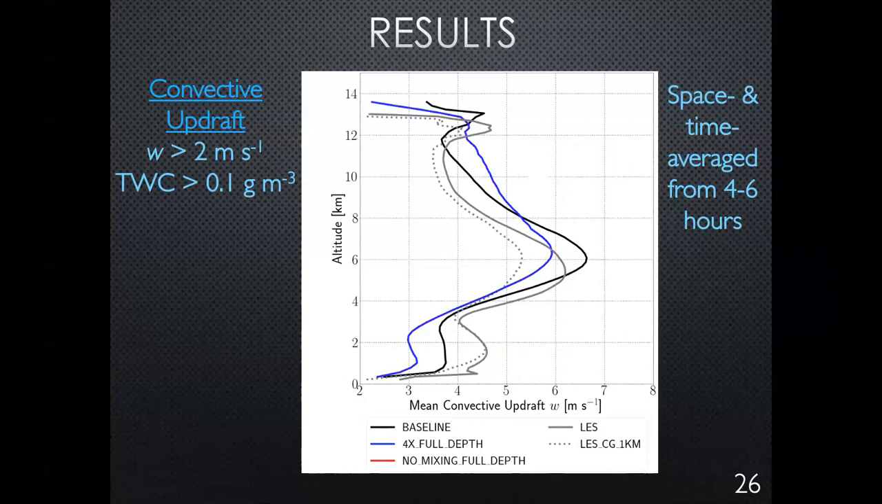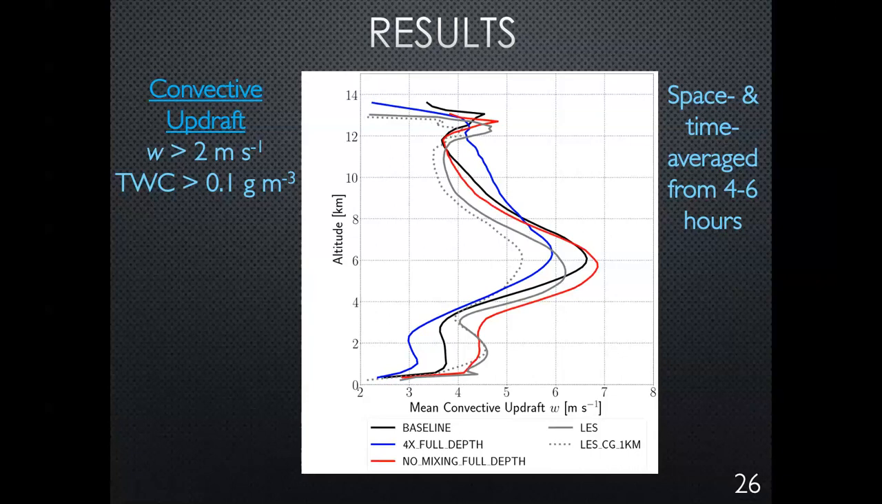Now we're looking at the simulation where mixing is enhanced throughout the full tropospheric depth. And recall, when you enhance mixing, you're reducing horizontal gradients. You expect vertical velocities to be reduced. And this is the case up through about 8 kilometers above ground level. However, an interesting feature is that above 8 kilometers, vertical velocities are actually enhanced relative to the baseline simulation.